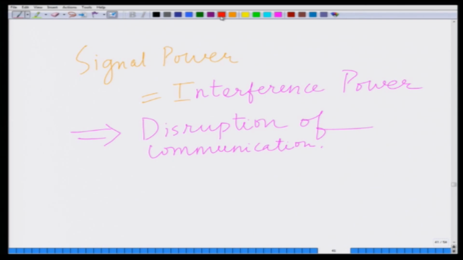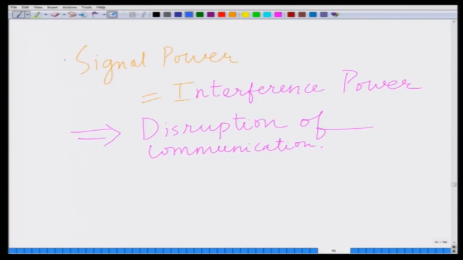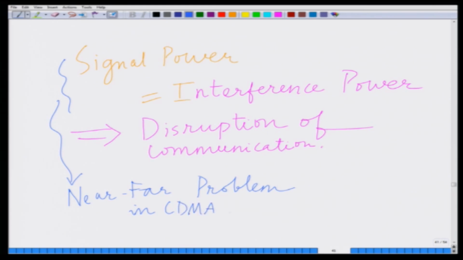Therefore, what we are seeing is that a close interfering user can basically suppress the signal of the desired user by creating a large interference power. This is known as the near far problem in a CDMA system. So, this problem whereby a close user or close interference overwhelms or suppresses the signal of the desired user is known as the near far problem.